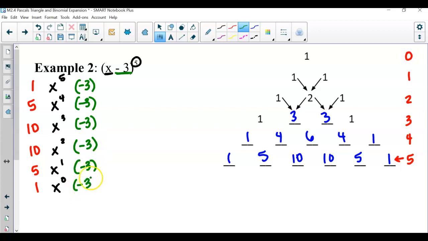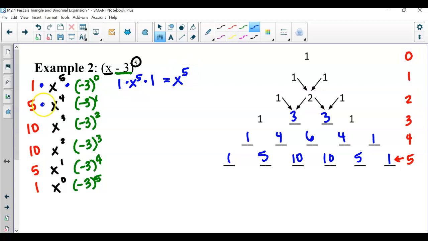And then how do we set up our exponent? Bottom up. So 5, 4, 3, 2, 1, and 0. Now let's simplify. Here we go. So we've got 1 times x to the fifth times -3 to the 0 power. Well, that's just 1 times x to the fifth. And remember, anything to the 0 power is 1. So the first term, x to the fifth.